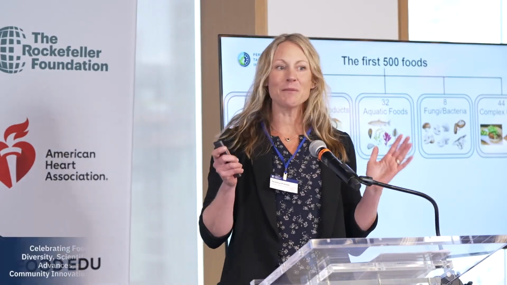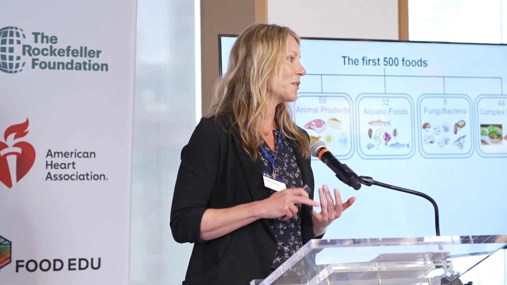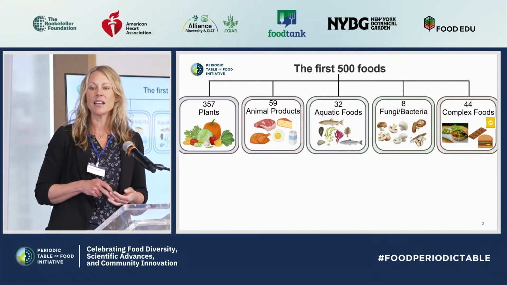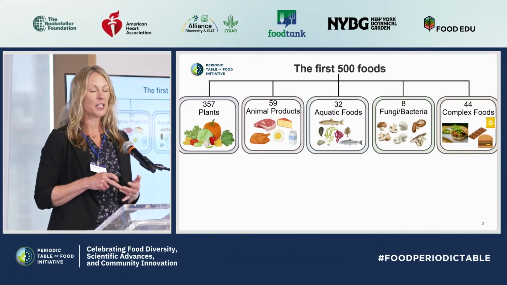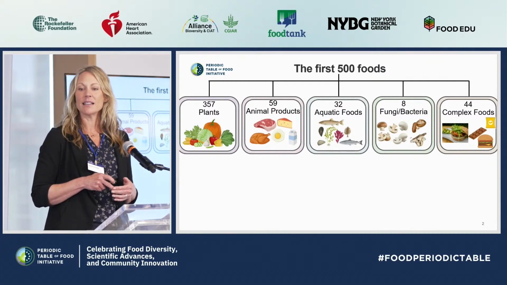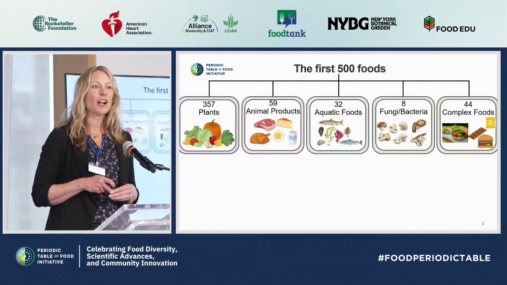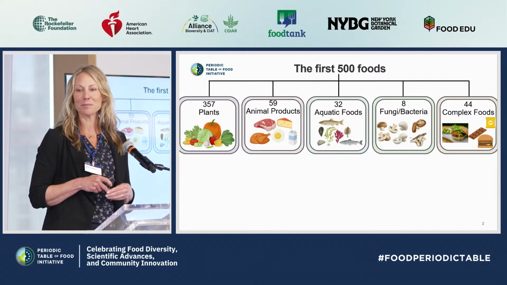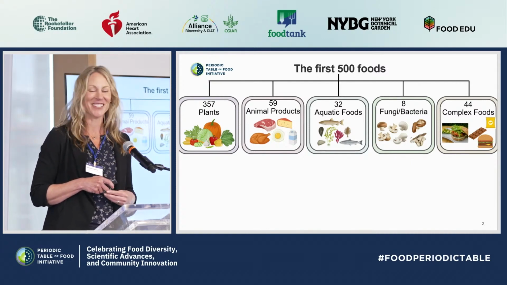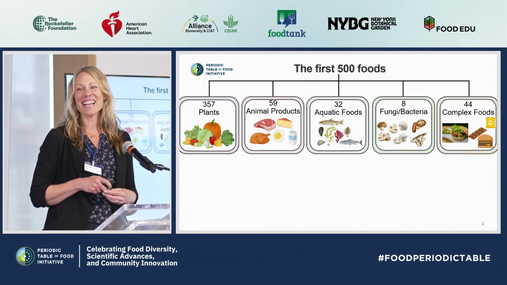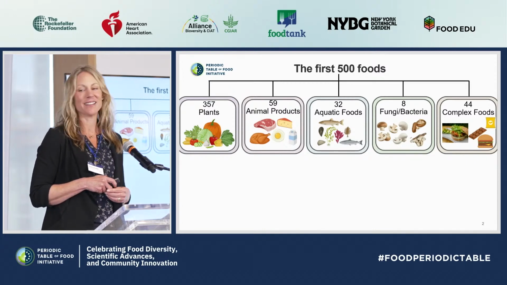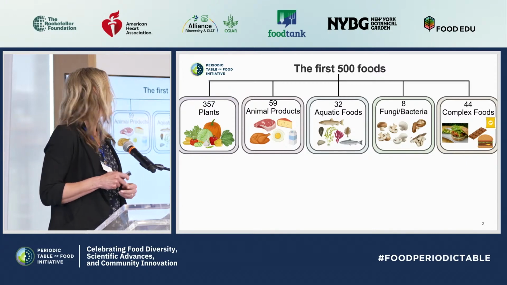So we've heard this already. We've analyzed 500 foods, but what does that mean? Let's break it down a little bit. This included 357 plant foods, 59 animal products, which included both animal protein and dairy products, 32 aquatic foods, including fish, bivalves, and seaweed, 7 fungi and 1 bacterial-derived food, and 44 complex foods. And this is comprised of complete meals made for us by Chef Alejandra, as well as some commonly consumed processed foods and snack foods.